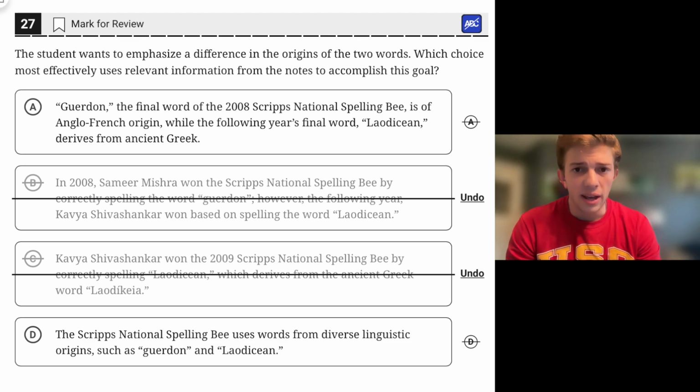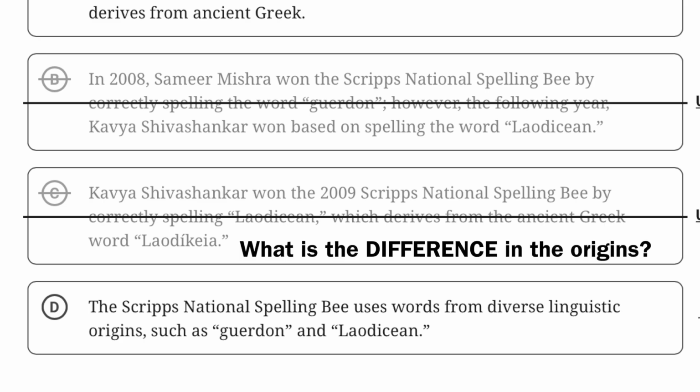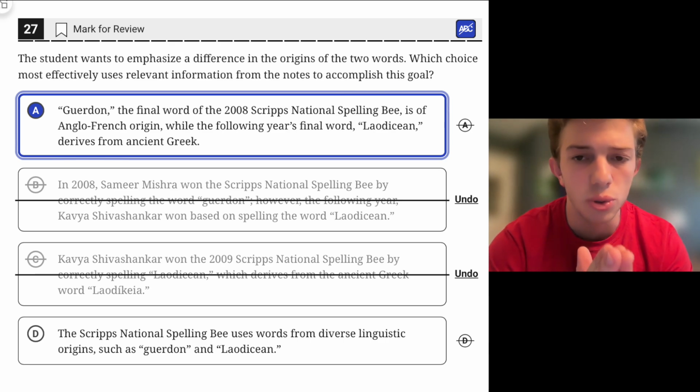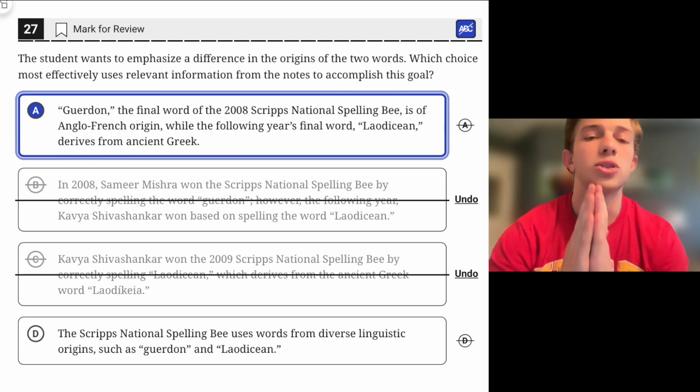So once again, we're left with 2 options that seem like they both could be correct, but only one is the true answer. D seems like it could be correct because it talks about the diverse linguistic origins and it actually mentions the words themselves, but D is not the right answer because it's missing that final step, emphasizing the difference in the origins. D doesn't necessarily emphasize this difference, it's just saying they have diverse linguistic origins, but doesn't emphasize the difference between the 2 words here. A, on the other hand, gives an actual explanation for the differences of the origins in the 2 words, saying one is from Anglo-French origin and the other is from ancient Greek. So A is the best answer.